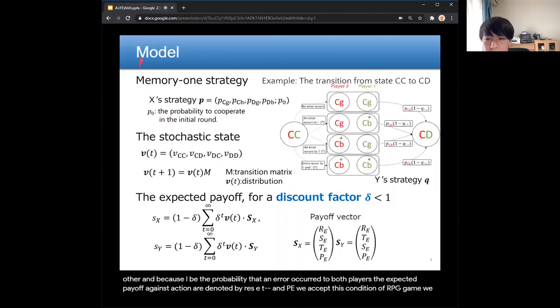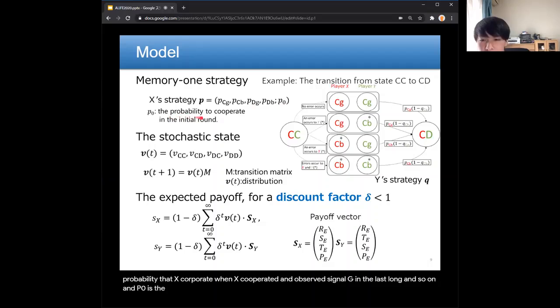We consider two players X and Y that adopt memory-1 strategy. PCG is the conditional probability that X cooperates when X cooperated and observed signal G in the last round, and so on. And P0 is the probability to cooperate in the initial round. Similarly, Y's strategy is specified by Q.